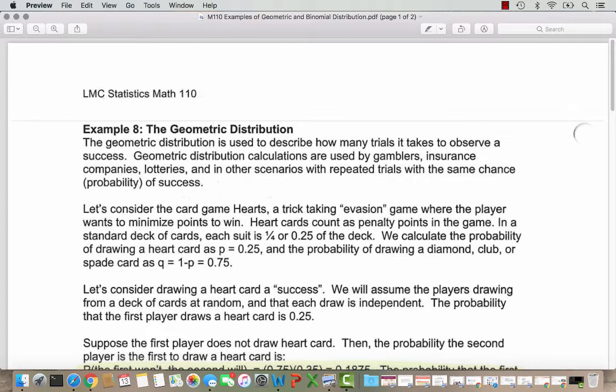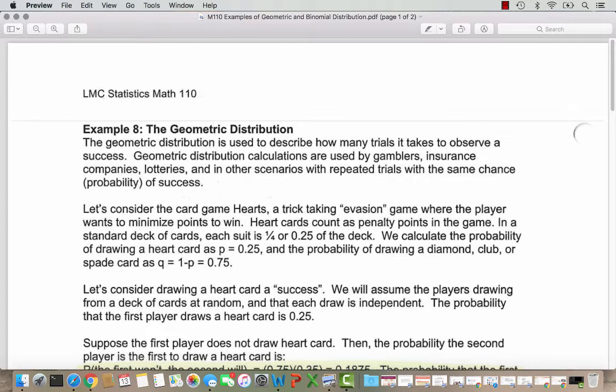It's a trick-taking evasion game where the player wants to minimize points to win. Some of you might have played Hearts on your cell phone. It's a common solitaire game, or you might have played with family and friends. Heart cards count as penalty points in the game.